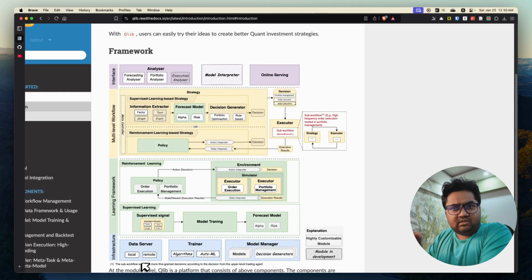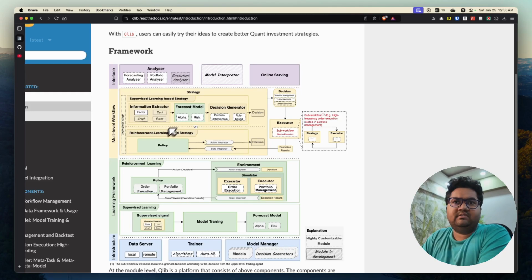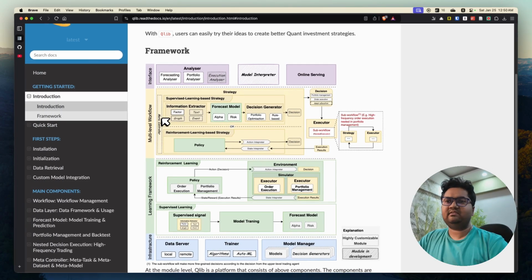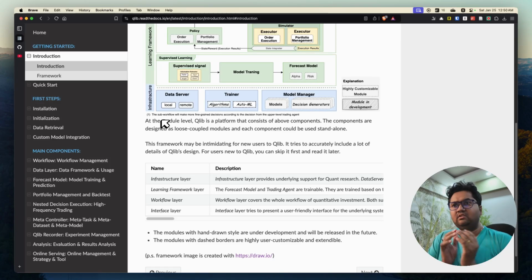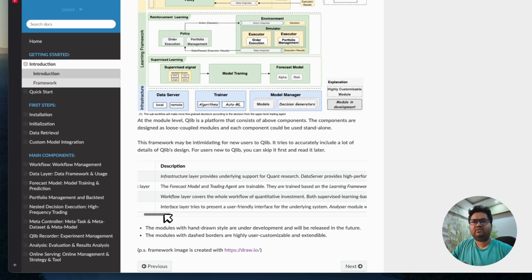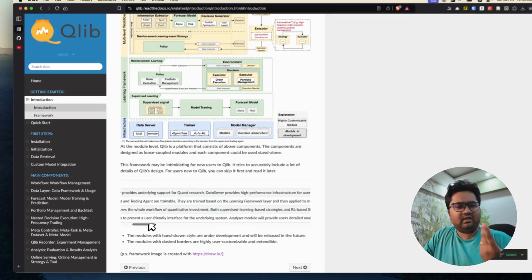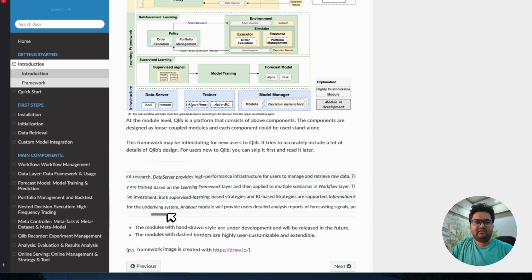So this is the infrastructure layer, which is data, trainer, model. There are all the learning frameworks, multi-level workflows, analysis, all of that. The system consists of different layers, and the infrastructure layer provides the underlying support. If you go by definition, it has certain components, called the data layer, which is very straightforward and provides the infrastructure to manage and retrieve raw data.